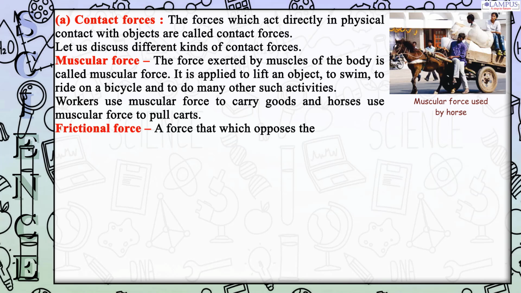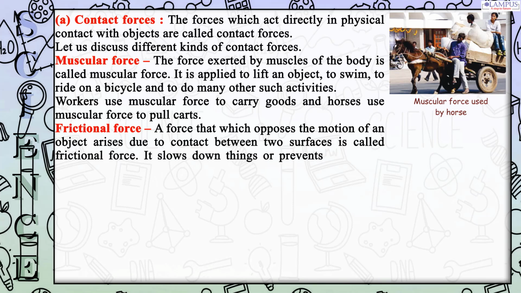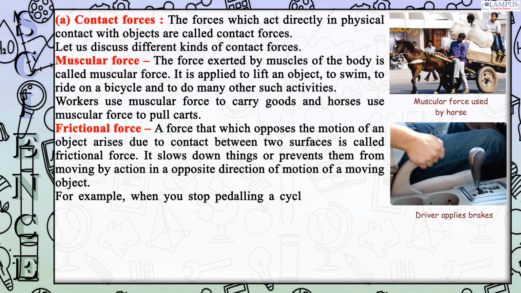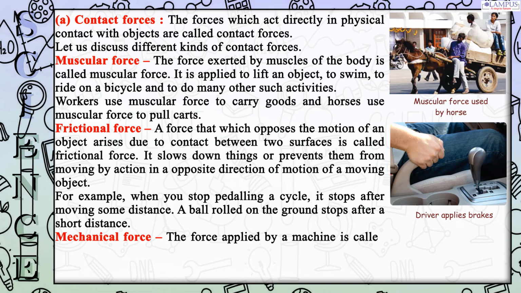Frictional force. A force which opposes the motion of an object and arises due to contact between two surfaces is called frictional force. It slows down things or prevents them from moving by acting in the direction opposite to the motion of a moving object. For example, when you stop pedaling a cycle, it stops after moving some distance. A ball rolled on the ground stops after a short distance. Mechanical force. The force applied by a machine is called mechanical force.